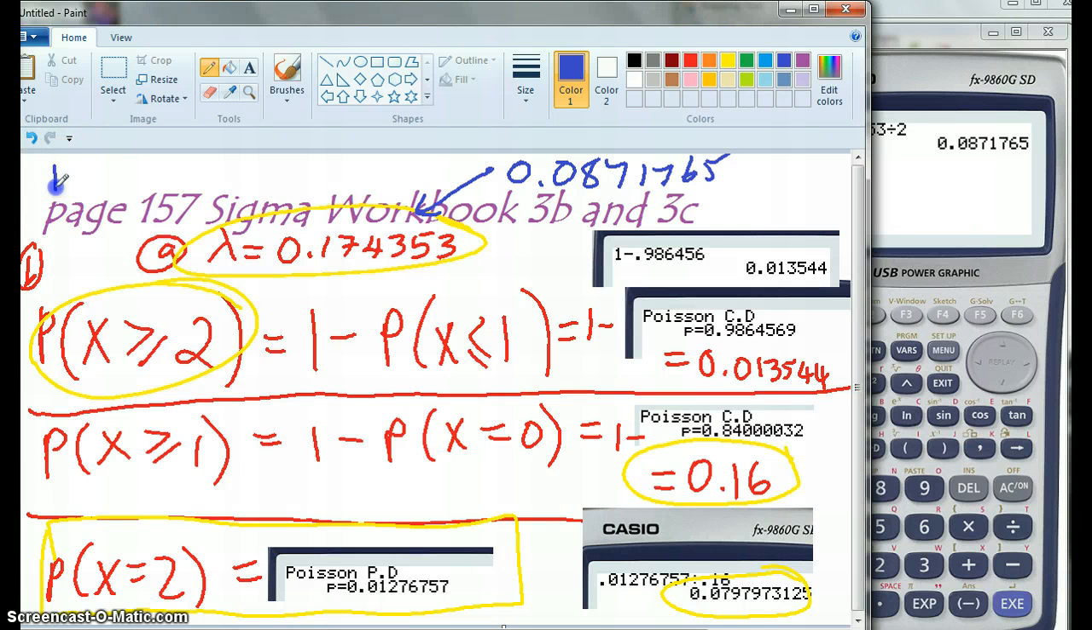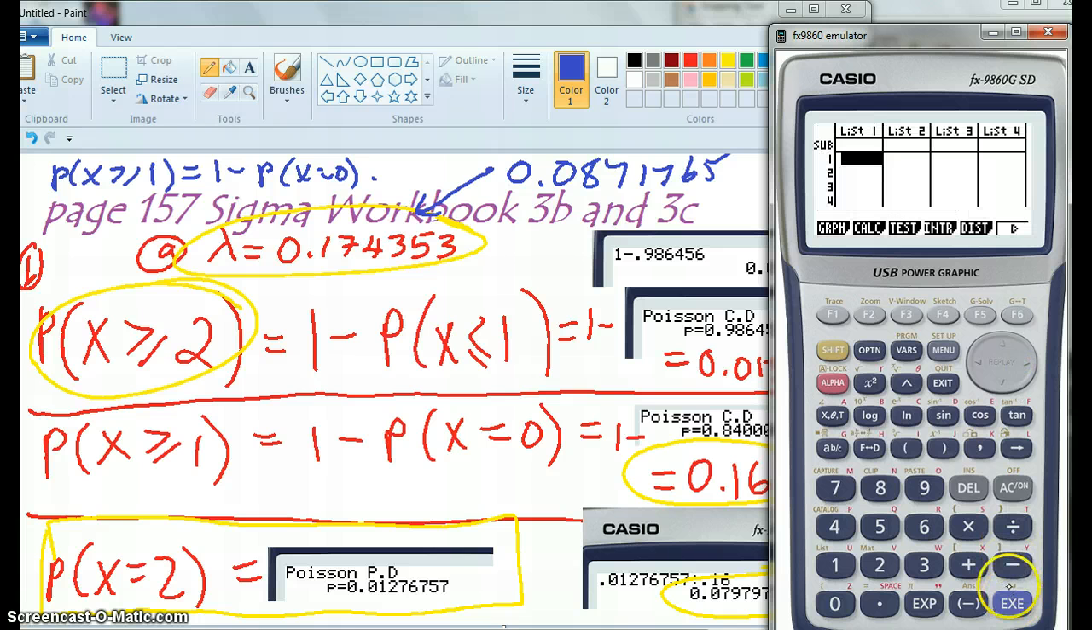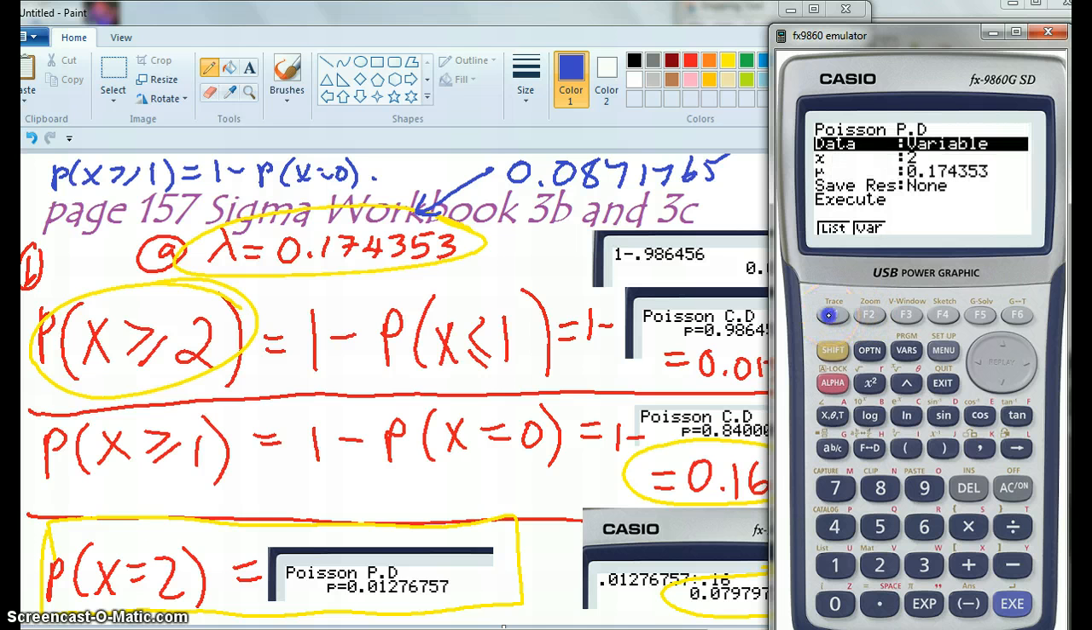So we're looking for the probability of x being greater than or equal to 1, which equals 1 minus the probability of x equals 0, because even with 1 fault it's rejected. Any roll with a defect is rejected. Okay, so we go into stats, we go into distribution, we go into Poisson distribution, and it doesn't matter which one we choose, and we're looking at 0, and we get 0.087175. So we've got that.